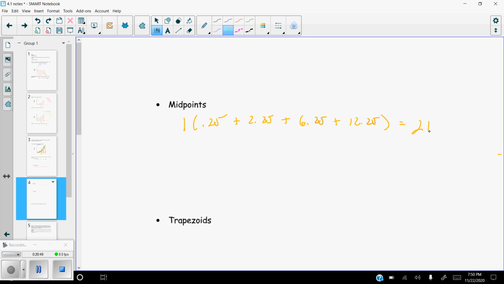All right, we are going to come back in the next video, and we're going to start doing the trapezoid method. But the first 3 are all rectangular methods: left hand, right hand, and midpoints.